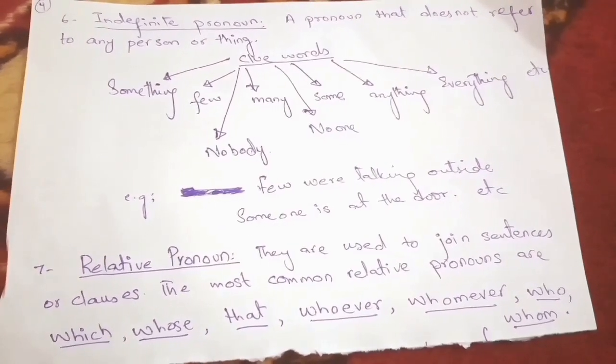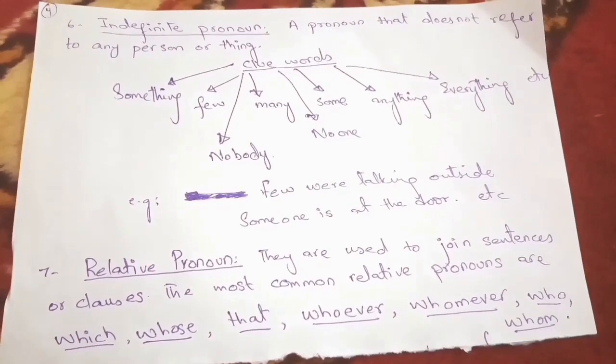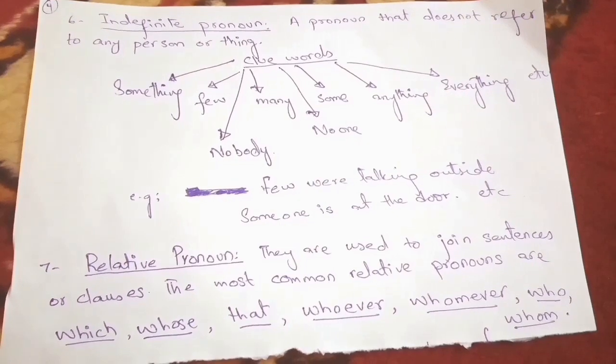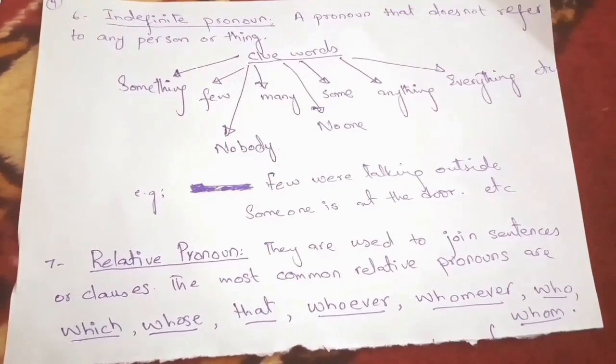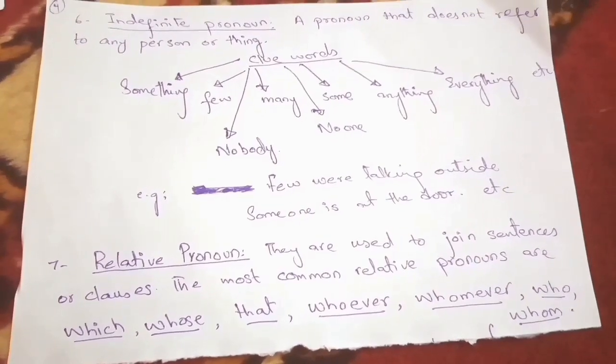The second sentence is someone is at the door. Someone is at the door, but you don't know who it is, or who is she or who is he, right? So over here the word someone is indefinite pronoun.